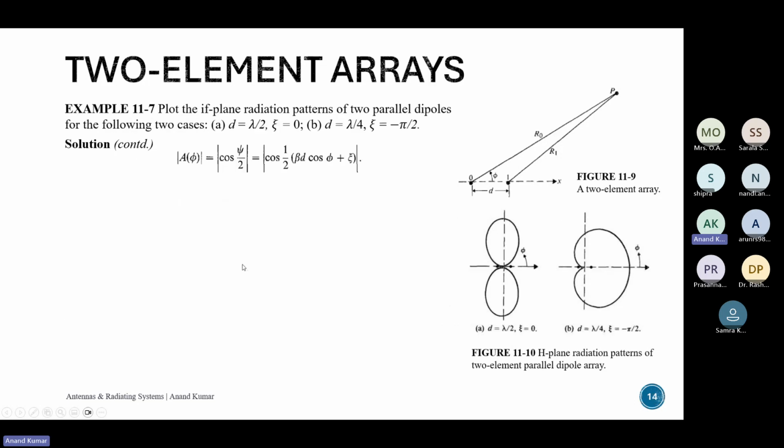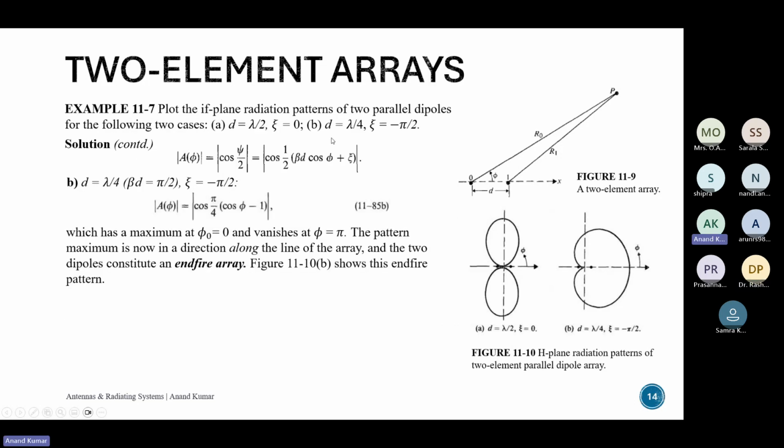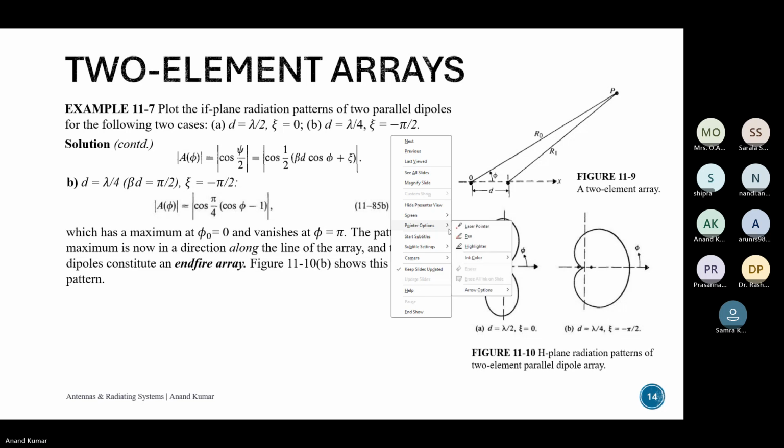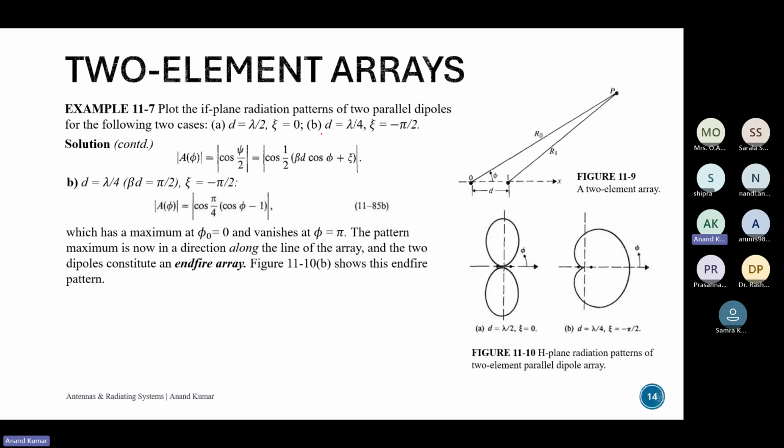So we discussed the A part. Let's discuss the B part where we have d equals lambda by 4 and xi equals minus pi by 2. So we have this expression over here. We just substitute d equals lambda by 4. For lambda by 4, this beta d will become pi by 2. And we have xi as minus pi by 2 over here. So we substitute minus pi by 2 over here.